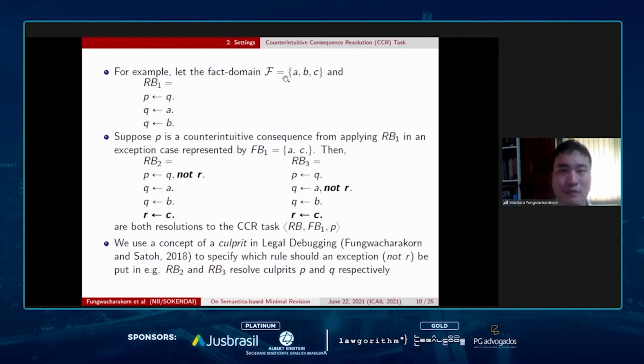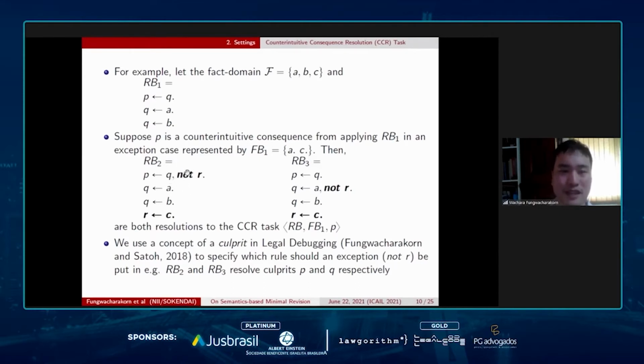Let the fact domain be the set of A, B, C, and this is the simple rule base: P if A, Q if P, Q if A, and Q if B. Suppose P here is a counterintuitive consequence, and we apply this rule base in an exceptional case represented by the set of AC. Then we get that there are many resolutions to this CCR task.